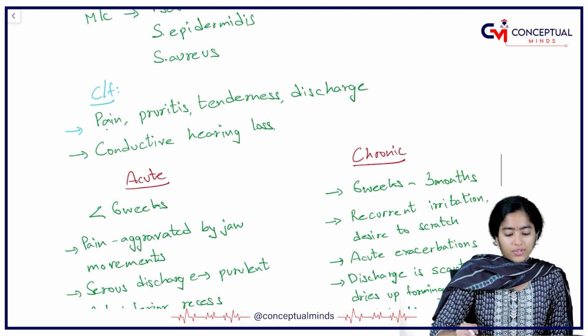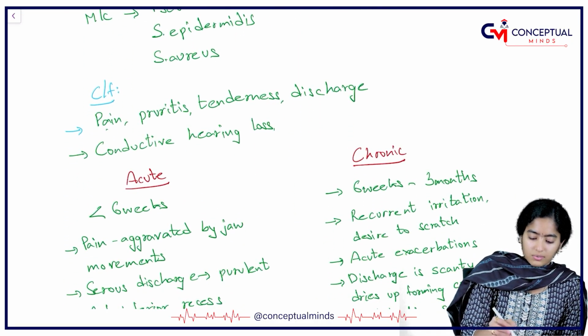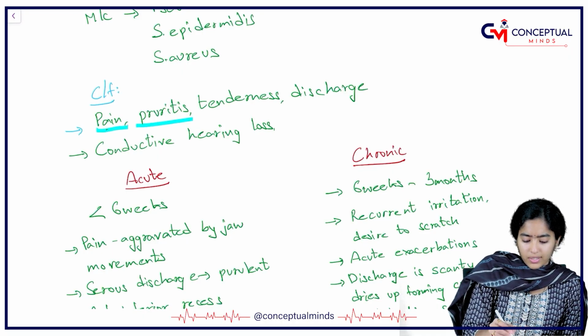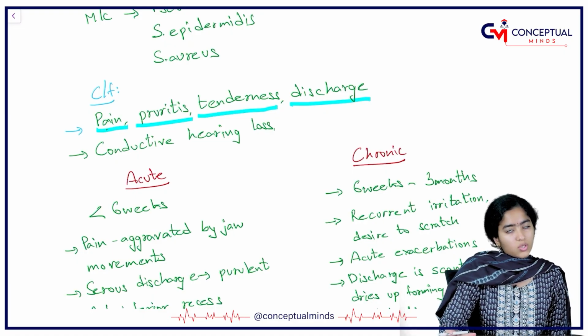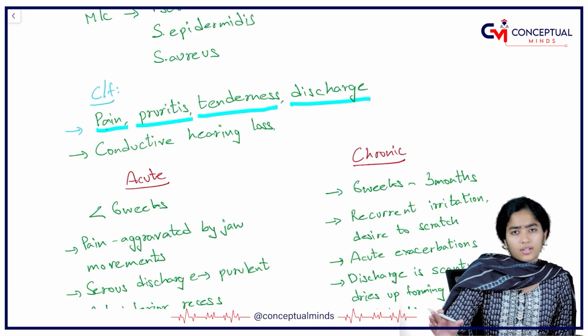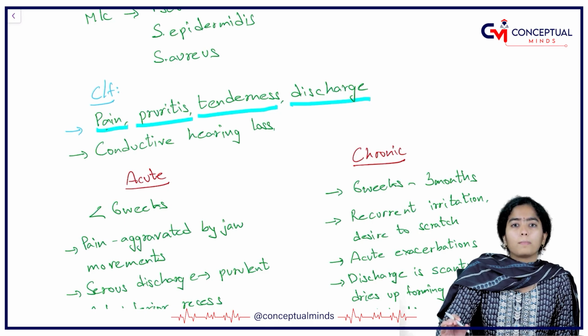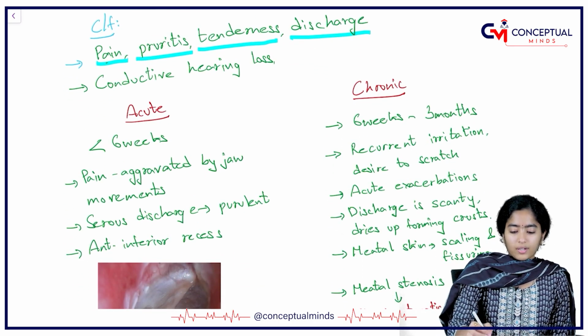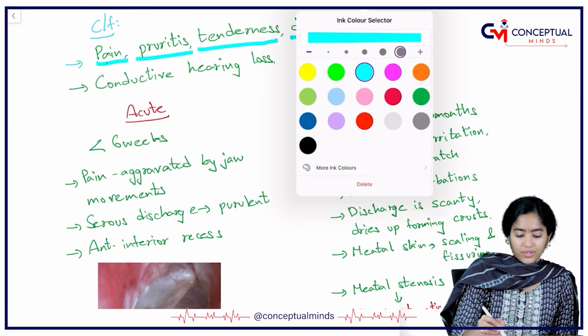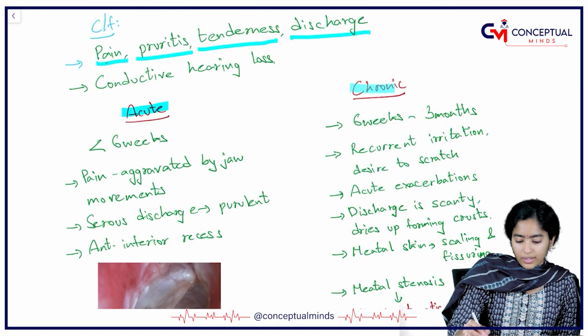Clinical features: the patient will have pain and pruritus. Tenderness and discharge are also there, and the patient can also have a conductive type of hearing loss that is reversible and temporary, and it is a mild type of conductive hearing loss. It can be divided into two phases: acute and chronic.